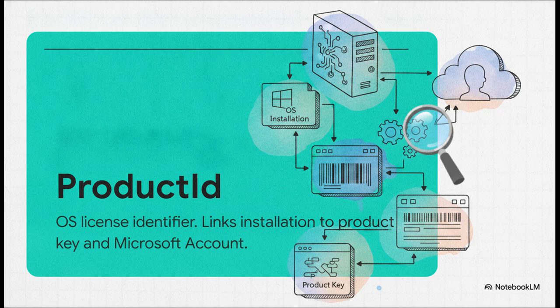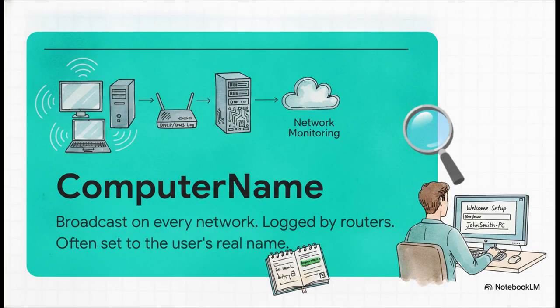This is the OS license identifier that's tied directly to your activation. And I think this brilliantly illustrates how all these different layers of identity just snap together. Your OS installation links directly to your product key, which, by extension, links right back to any Microsoft account you used for digital activation. Finally, rounding out the master list is the computer name or host name.